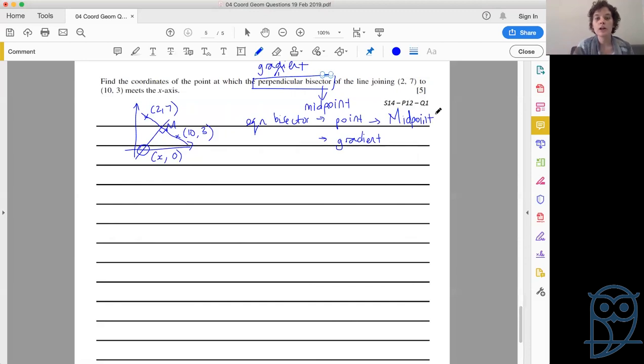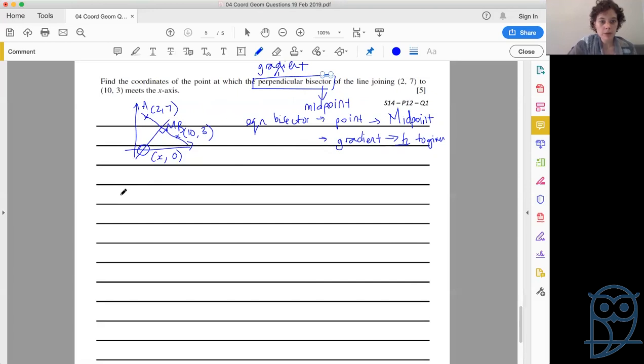Gradient, we are perpendicular to the given coords. Okay. So let's call these A and B for making life easier. And if you want to do something like this, make sure that you indicate in your answer. A is (2, 7), B is (10, 3). There's nothing wrong with inventing letters when there are no letters given, but make it clear to your examiner what your letters mean. Don't just randomly chuck letters at them and expect them to follow.